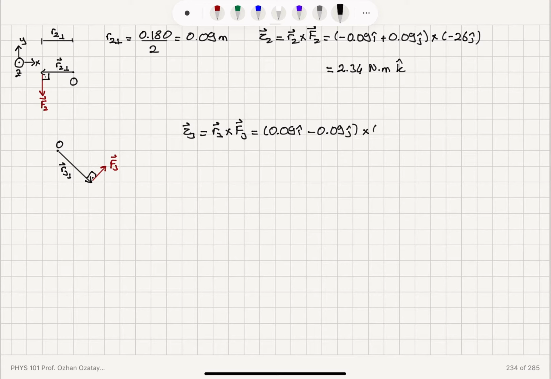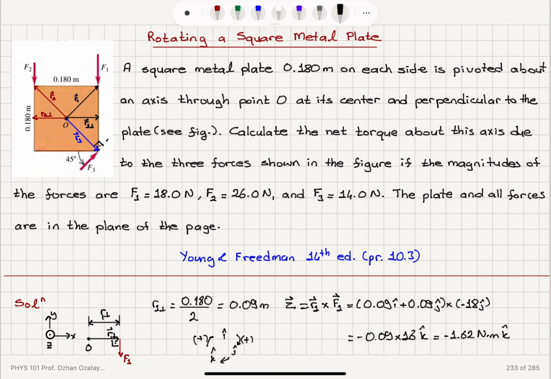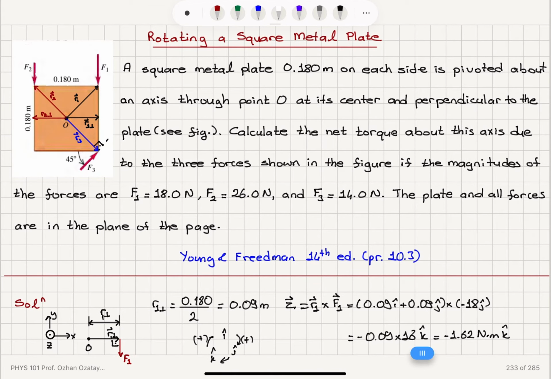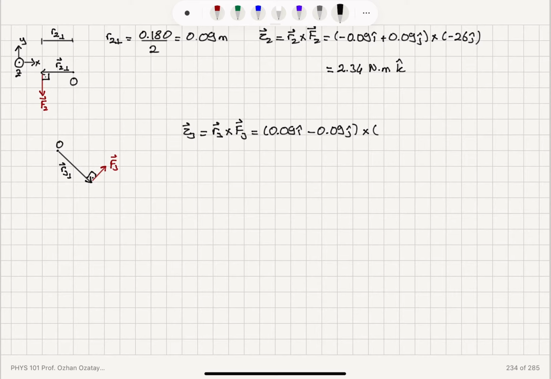Now we have to be careful. F3 makes an angle 45 degrees with respect to the vertical axis here. So it will have a component F3 cosine 45 in j hat direction, and it will have a component F3 sine 45 in i hat direction. And F3 magnitude was 14 newtons. So we can say that this is 14 cosine 45 in i hat direction plus 14 sine 45.